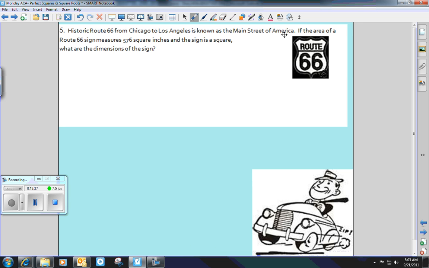Number 5, this word problem. This is your sign. It's a square sign, or it's supposed to be square. If the area of the sign is 576 square inches, then we'd put our 576 in here, inches square. If it's 576 square inches, what are the dimensions? What are the sides worth? What are the side lengths? Okay, if it's a square, it's got to be the same on each side. So tell me, what number can you multiply times itself to get 576?